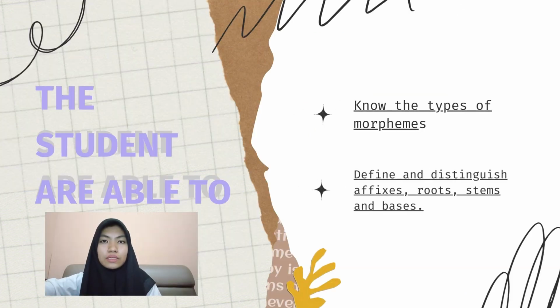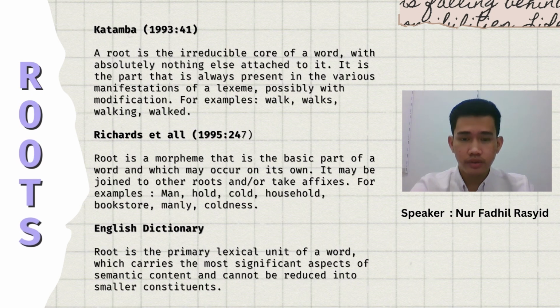Before entering the material, the students are able to, first, know the types of morpheme, and second, define and distinguish affixes, roots, stems, and bases. So we move to the definition of roots.